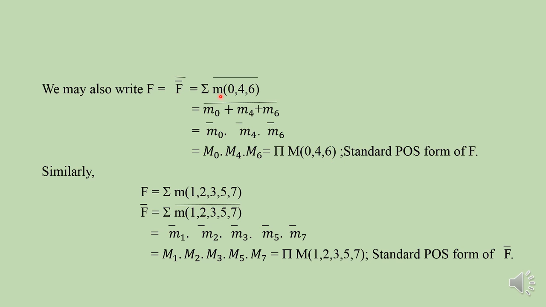And F bar, in standard canonical form, is summation m 0, 4, 6, and its equivalent standard POS form is pi M 1, 2, 3, 5, 7. In the next slide we saw this.